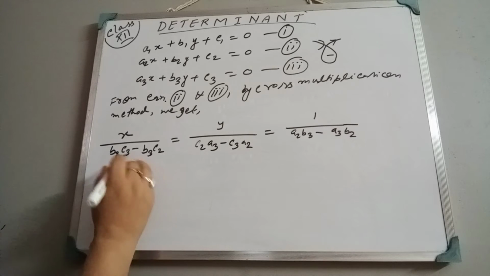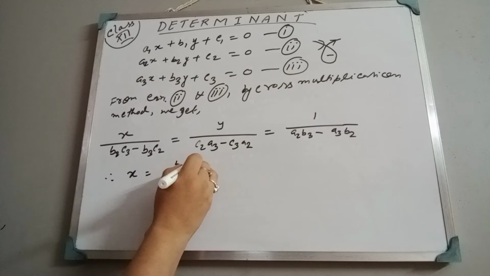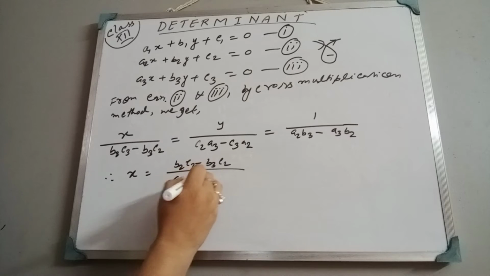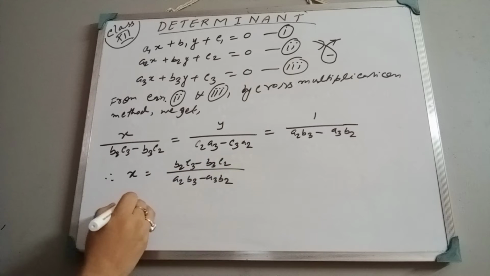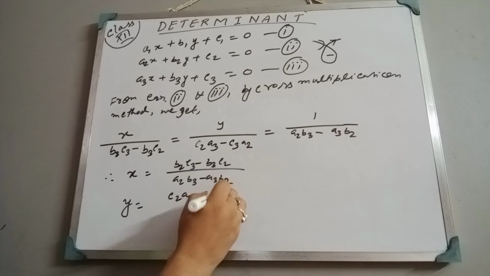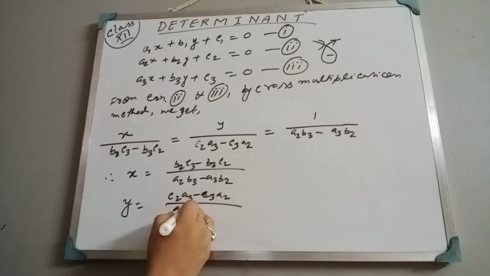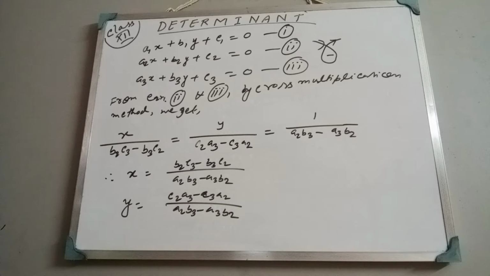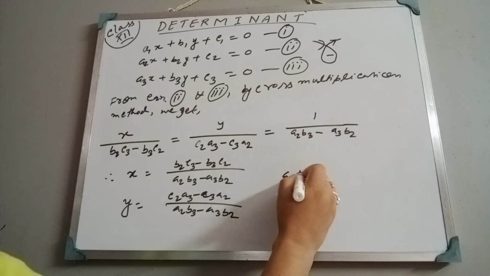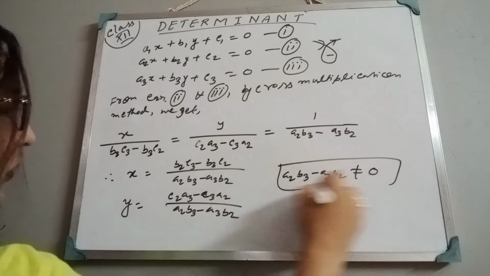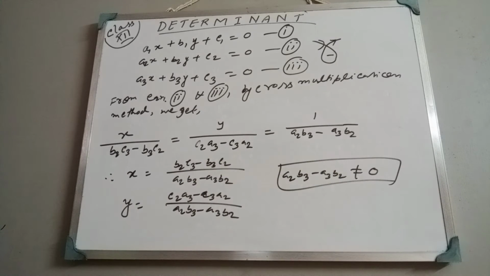Therefore, what is the value of x? Just do the cross multiplication. x equals b2c3 minus b3c2 divided by a2b3 minus a3b2. Similarly, y equals c2a3 minus c3a2 divided by a2b3 minus a3b2. Now a2b3 minus a3b2 should not be 0. If we get this 0, then it will be undefined.